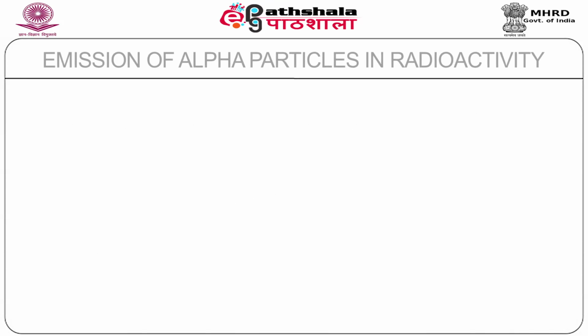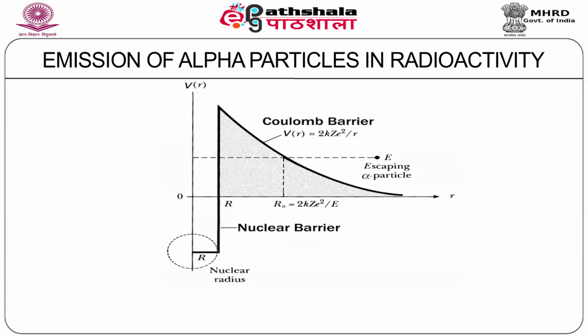So now, as I told you, we are talking about the emission of alpha particles in radioactivity. The figure shows the nucleus, and the particle is in the nucleus. The circle at the bottom shows the nuclear radius, and the particles, that is the neutrons and protons, are confined in the nucleus in a deep rectangular potential well. And the figure also shows alpha particles escaping from the nucleus.